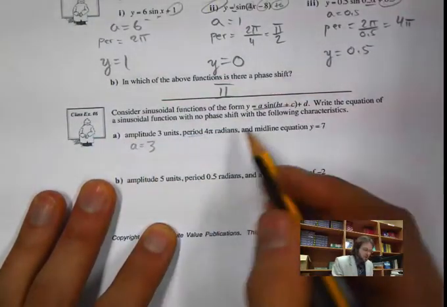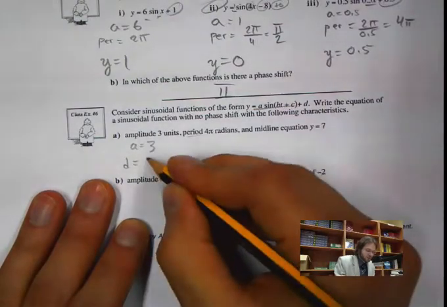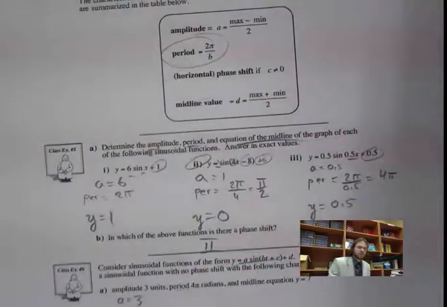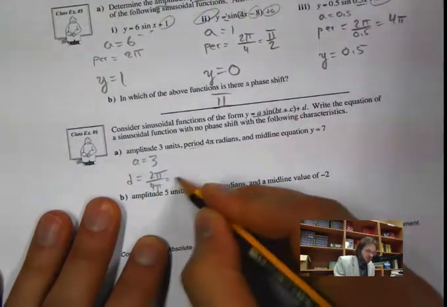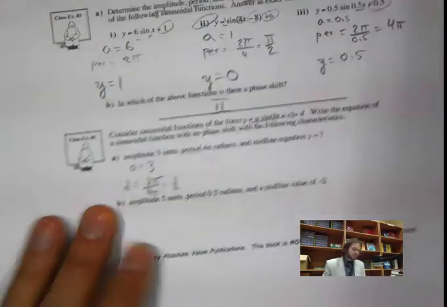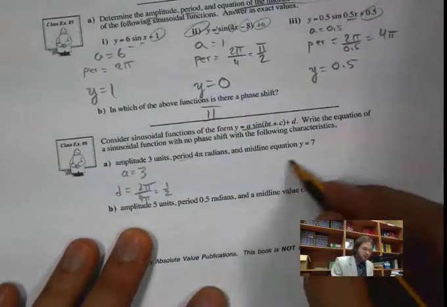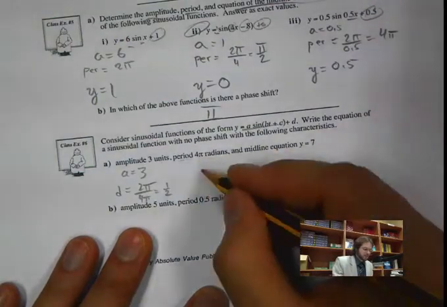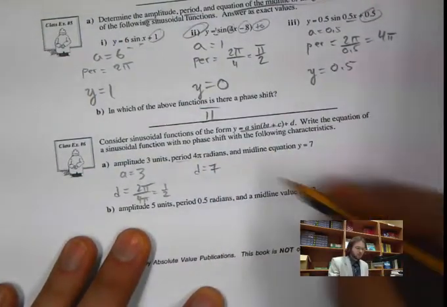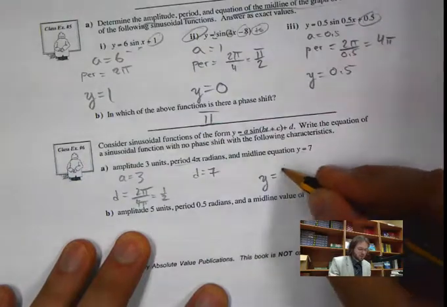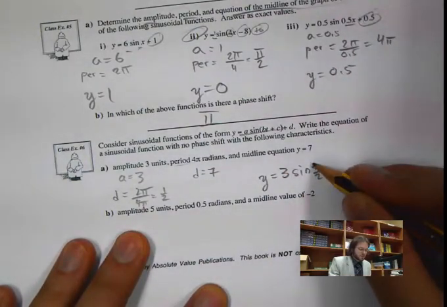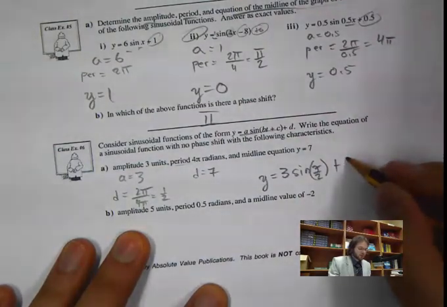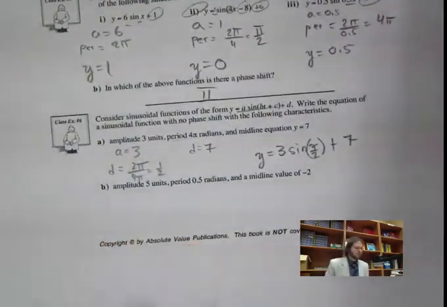We know period is 4 pi, so B is equal to 2 pi divided by my period. All we do is we rearrange this equation like we learned last class. 2 pi divided by 4 pi, which is equal to 1 over 2, or 0.5. And the equation of the midline is 7. So D is equal to 7. So we put this into my equation. Y is equal to 3 sine x over 2, bracket, bracket, and then we go plus 7. Okay, let's take a look at the next one.